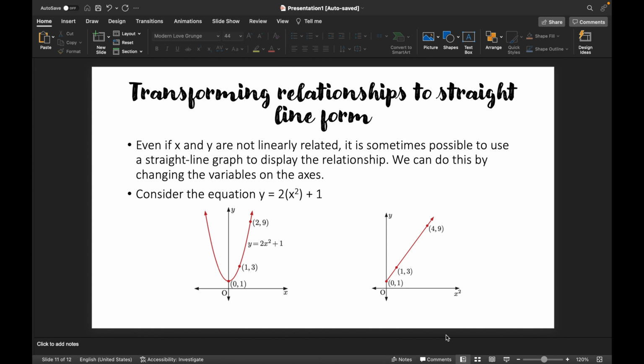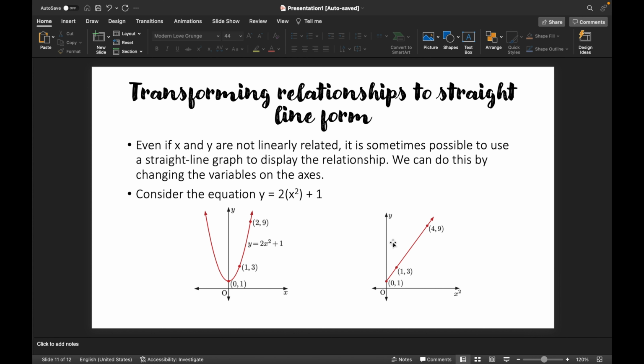Some examples include y and x to the power of 3, or square root of x. So variables like that are not related linearly. So in that case, you're supposed to manipulate a few things in order to get it linearly. So even if x and y are not linearly related, it is sometimes possible to use a straight line graph to display the relationship. We can do this by changing the variables on the axis.